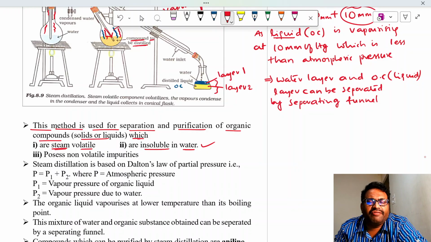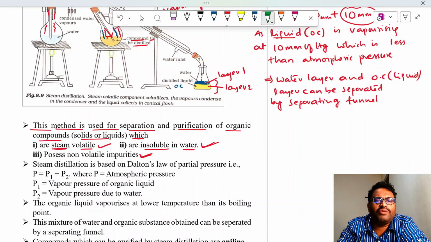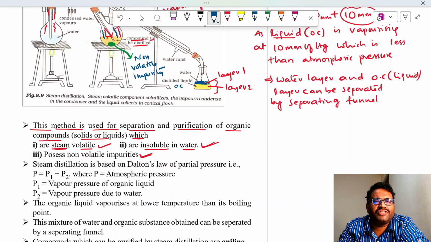Conditions for the liquid to be distilled by steam distillation: one condition is that the liquid must be steam volatile. Another condition is that it should not be soluble in water, and it should have non-volatile impurities. Non-volatile impurities means that though you are heating, they do not get converted into vapor, so they remain here. Non-volatile means which cannot be converted into vapor.